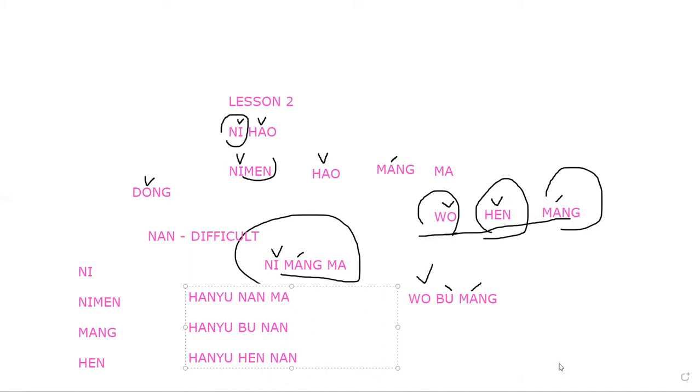So that's how we're working on the lesson 2 chapter. Team, if you really want to speak very good Chinese, these lessons will help. I ask you, Hanyu nan ma? For me, Hanyu bu nan. But maybe for a learner, Hanyu hen nan. Chinese is very difficult. But for me, I'm saying Hanyu bu nan, Chinese is not difficult, but maybe someone will say Hanyu hen nan, Chinese is very difficult. Ni mang ma, are you busy?